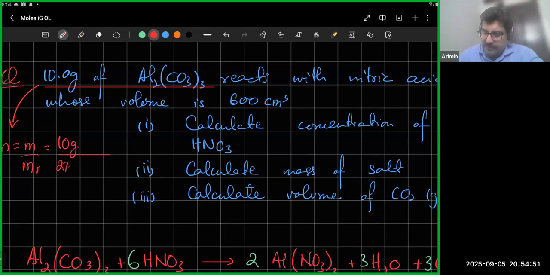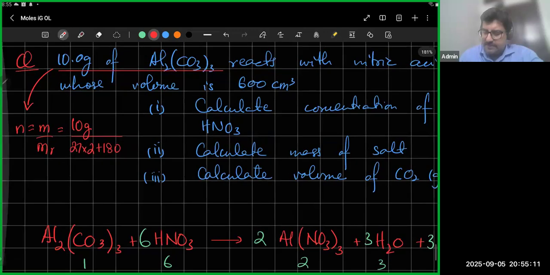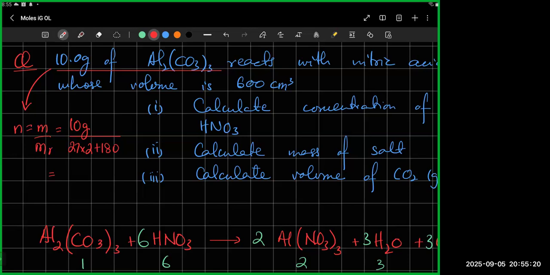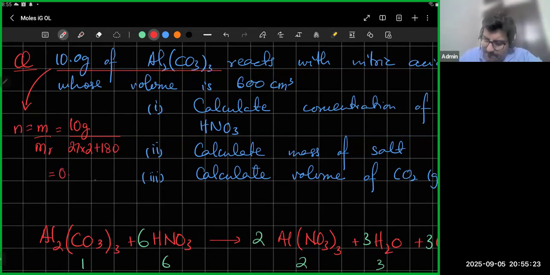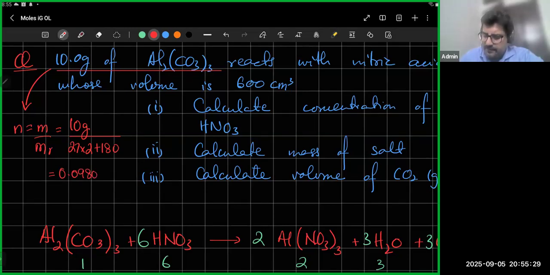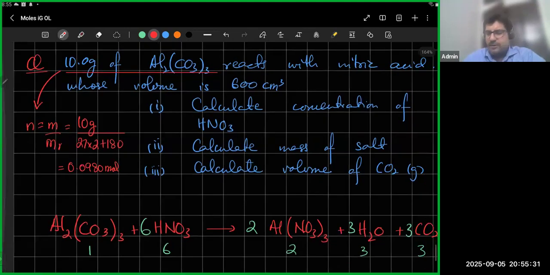Aluminium is 27 in the periodic table, times 2. Carbon is 12, oxygen is 16. So 16 times 3 कितना हो गया? That's 48 plus 12, that's 60. 60 times 3 is 180. So can somebody tell me what's the total molar mass? 27 times 2 plus 180. Ahmed, Zarar, कोई भी करे. Yeah, Peter, can you do this? 0.0980. बस ठीक है, 980 हो गया ना moles. अच्छा, so you got 0.0980 moles.